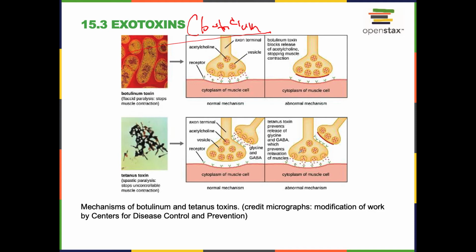Tetanus toxin, rather than inhibiting this part, inhibits the inhibitor, right? So now all of a sudden we have this continual release of neurotransmitter. We can't turn it off. So the opposite happens. We have these spasms, uncontrollable muscle contractions. And both botulism and tetanus are terrible ways to die, right?